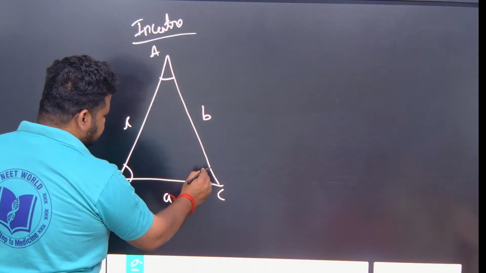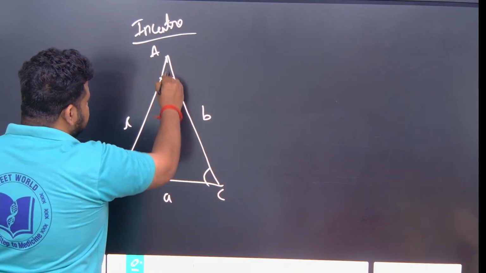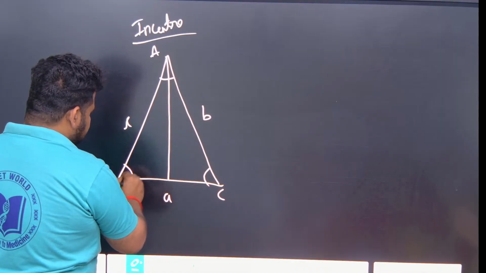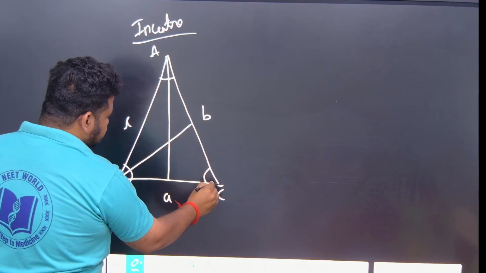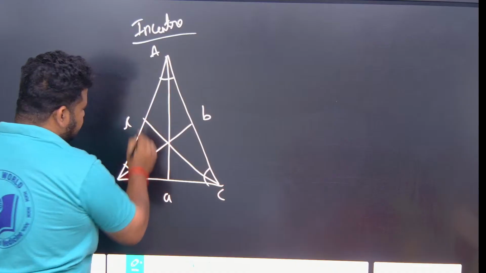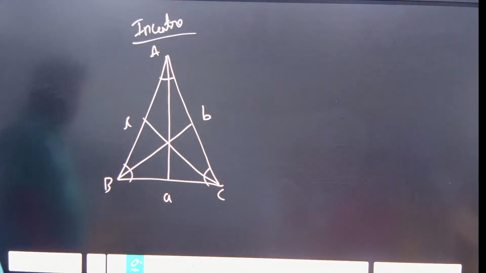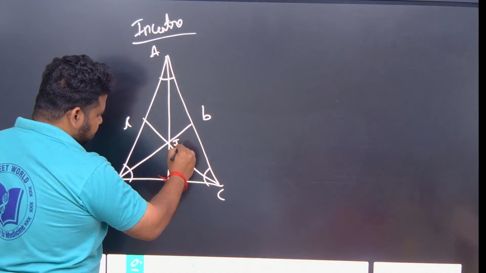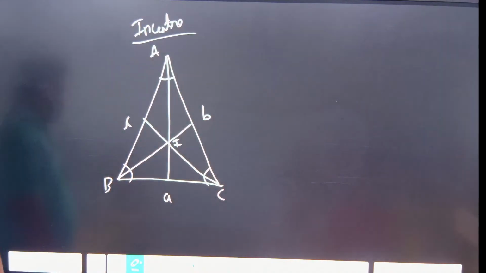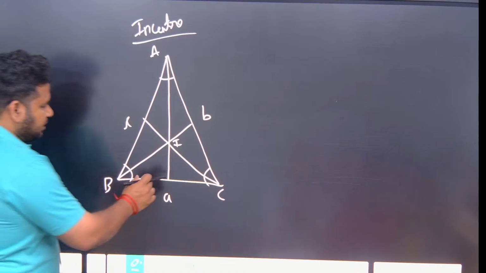So let us write the angles here. We are getting one line here, one line here, and one line here. Okay, now observe carefully. Here this is the incenter. This is the incenter. Okay, let this point be D.